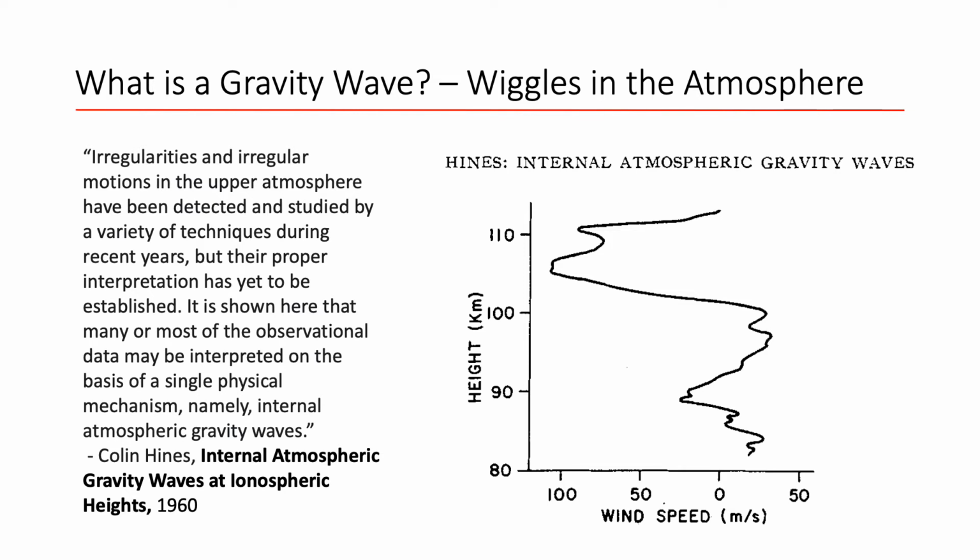Crudely put, they can be described as wiggles in the atmosphere, and in fact this is what Colin Hines described them as in his original 1960 paper. They were irregularities and irregular motions in the upper atmosphere, and this can be seen from the figure on the right hand side, which shows a wind profile with altitude. There's a mean wind with wiggles or gravity waves superimposed on top of them, and this initial 1960 paper provided the framework and theory to study these wave motions.